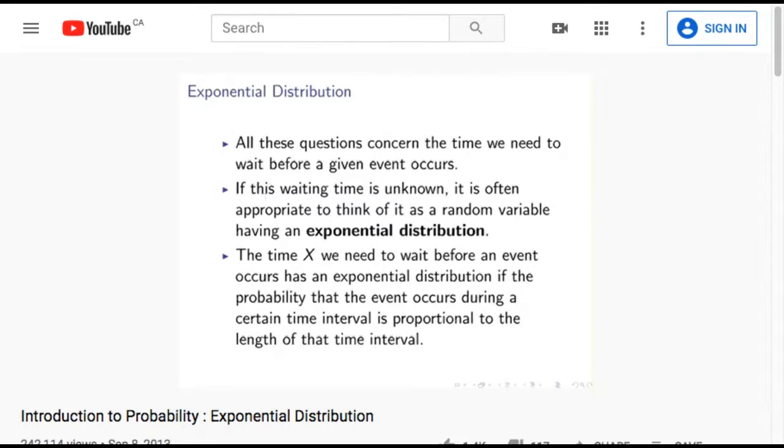So all of these questions concern the time we need to wait before a given event occurs. And if this waiting time is unknown, it is often appropriate to think of it as a random variable having an exponential distribution. We're going to call our variable x, our waiting time or our time without breaking, whatever. We're going to call that x from now on. The time we need to wait before the event occurs has an exponential distribution if the probability that the event occurs during a given time is proportional to the length of the time period.